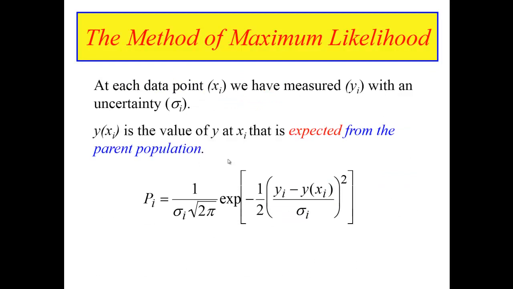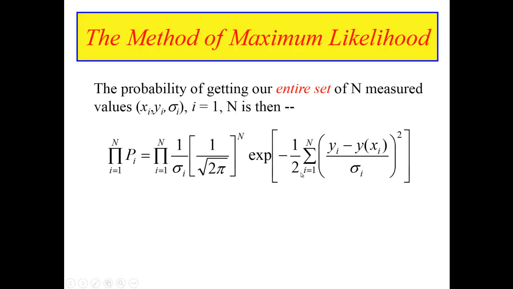So at each data point, of course, we've measured y and its uncertainty, and then y of x sub i is the value of y at x sub i that's expected from the parent population, and we're going to substitute in our fitting function result for that term. So we wrote down what the probability is of getting a single data point from the parent population, but now, assuming that we have n data points that we've actually measured, the probability of getting that entire set would be the product of all of the individual probabilities.